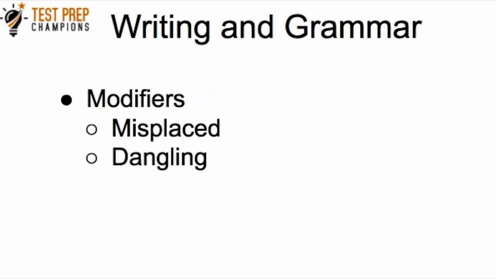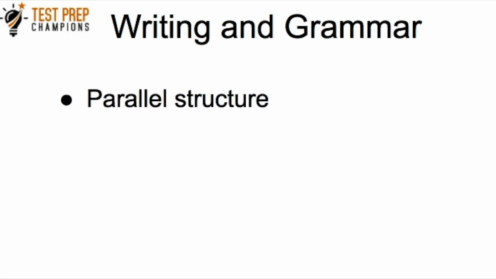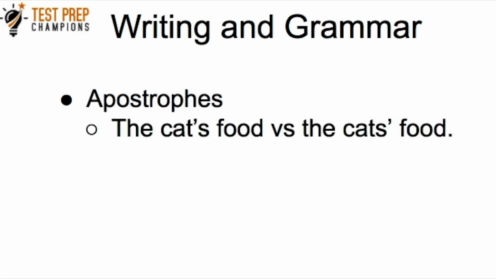Modifiers are also important to know about. Modifiers are words that add descriptive details, but when they're put in the wrong place, it could alter the meaning of the sentence completely. There's also parallel structure, and that's something you'll want to know about. You'll also want to know about using apostrophes. So for example, if I show you the two phrases here, the cat's food versus the cats' food. So just be aware of those differences.